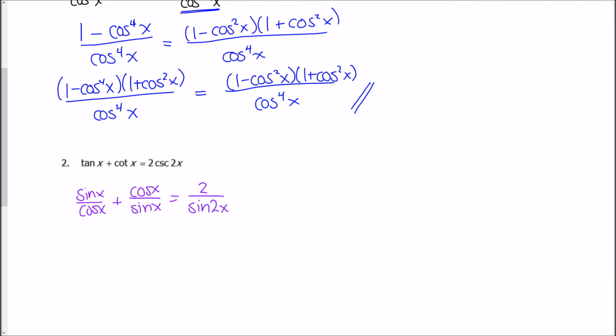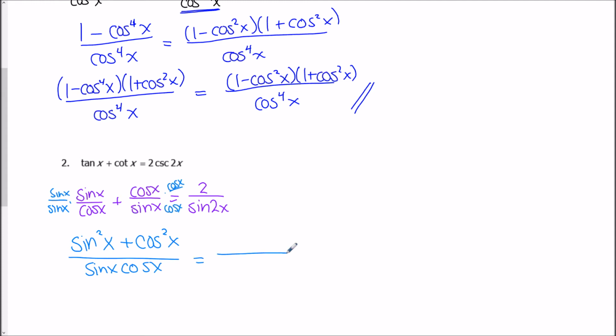Okay, then I'm going to get my left side to get a common denominator. So my common denominator here is going to be sine x cosine x. So I'm going to multiply the left fraction by sine x over sine x. I'm going to multiply the right fraction by cosine x over cosine x. So this right here turns into sine squared x. This turns into cosine squared x, and that's all over sine x cosine x.